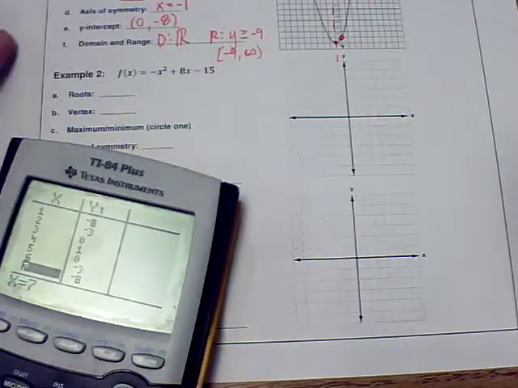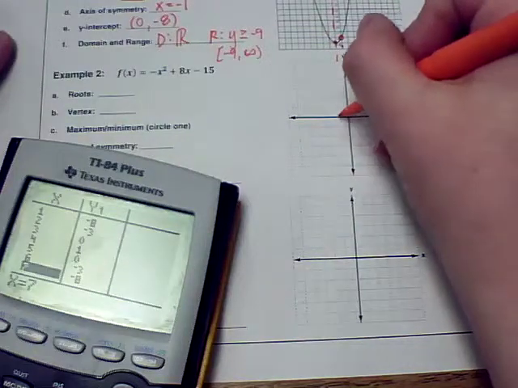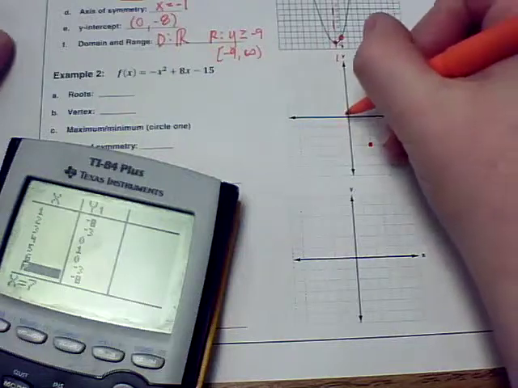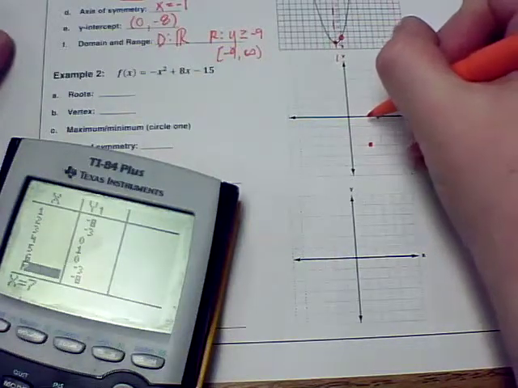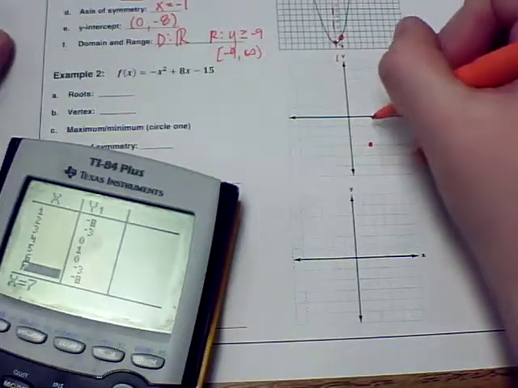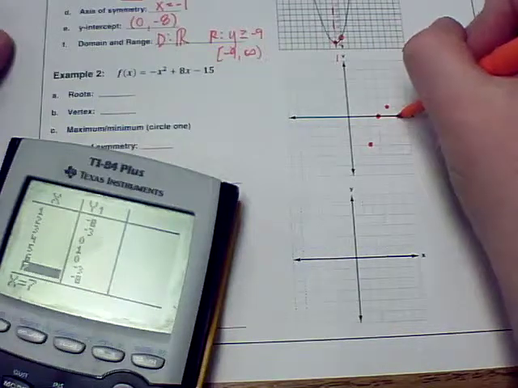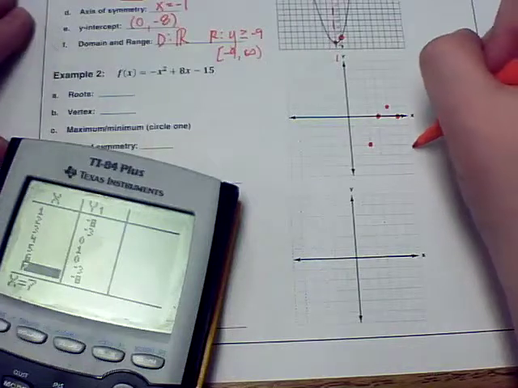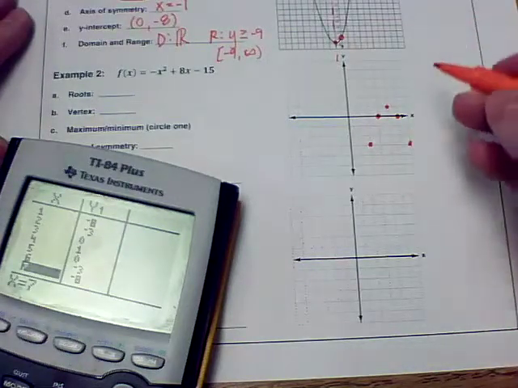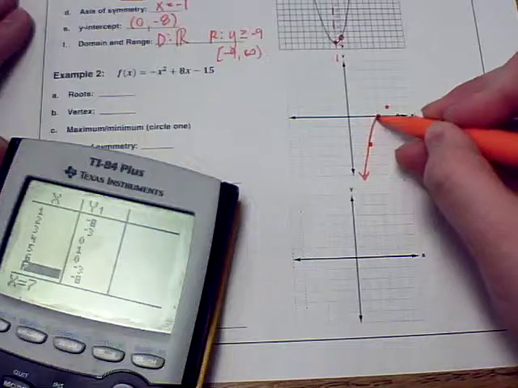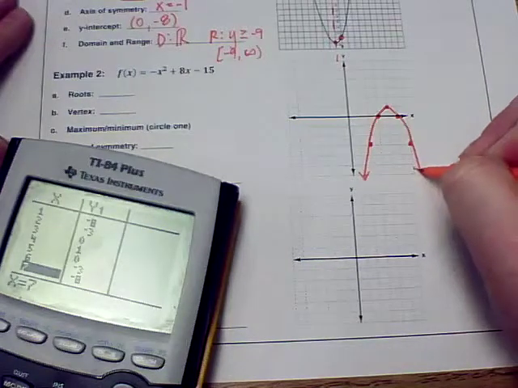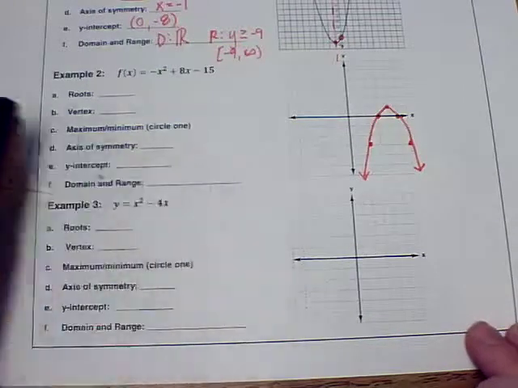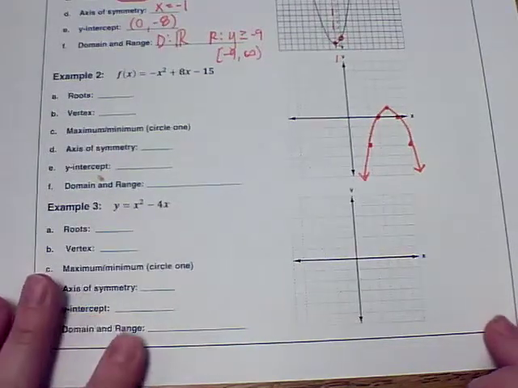Alright, so 2, -3, 3, 0, 4, 1, 5, 0, and 6, -3. So there's our parabola. So I'm going to take this away so we can fill the rest of this out.